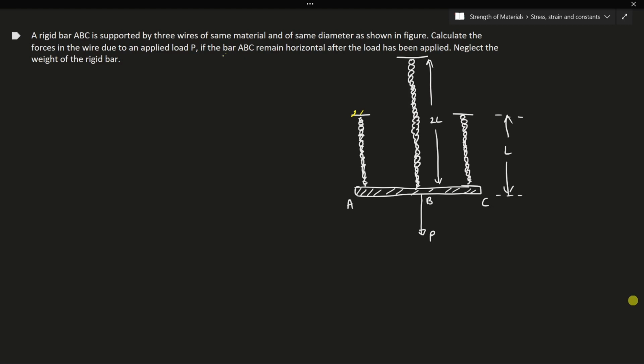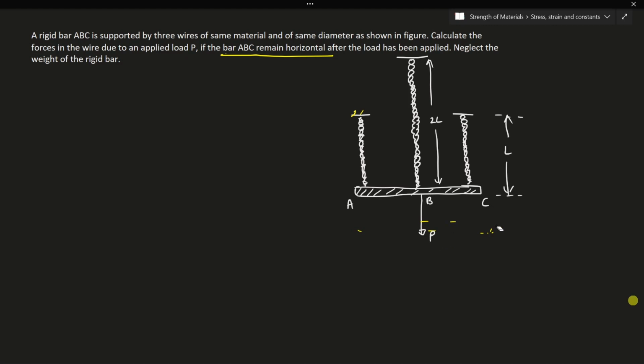They are specifically saying that the bar ABC remains horizontal, meaning that after the extension, ABC is going to be somewhere here, meaning that the deflection in all the three ropes will be the same. Right, so keeping this in mind, first let us apply the static equilibrium. In the static equilibrium, what does that say? The load applied will be equal to the reaction loads.